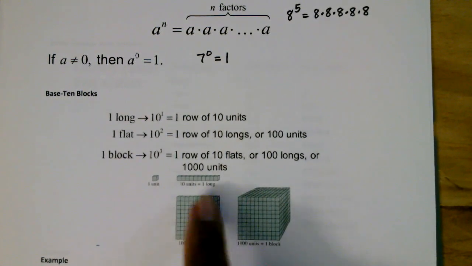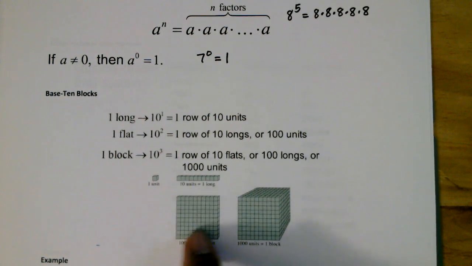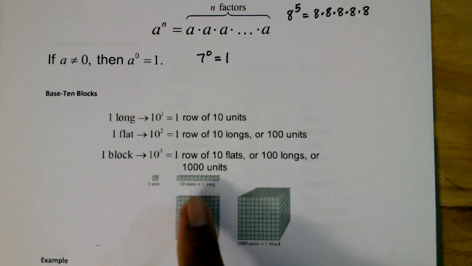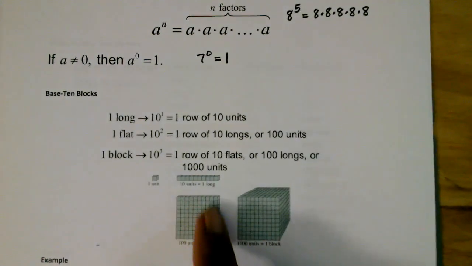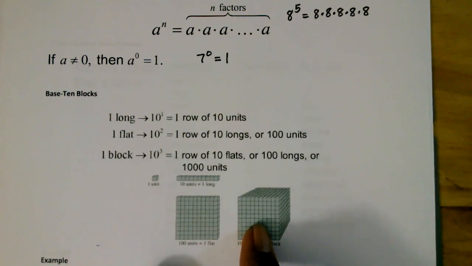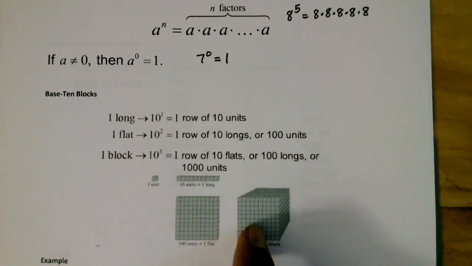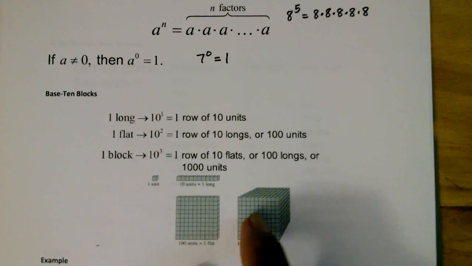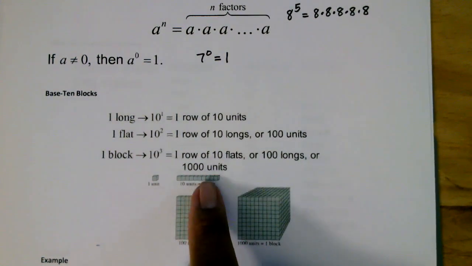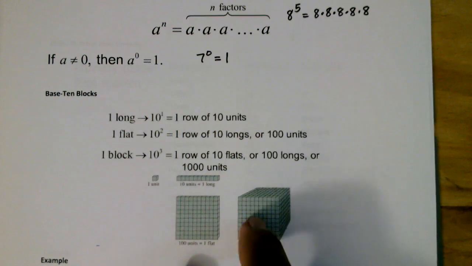And then for a flat, this is actually going to be 100 units or one row of 10 longs, because 10 of these longs will make up a flat, and 100 of those unit cubes make up a flat as well. And then we have the block. That can represent 1,000 or 10 to the 3rd, because we can use 1,000 of these unit cubes to make up a block, or 10 flats stacked on top makes up a block, or 100 longs make up a block.